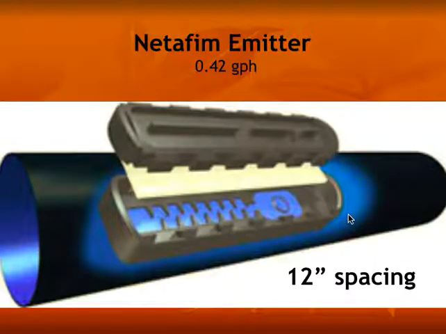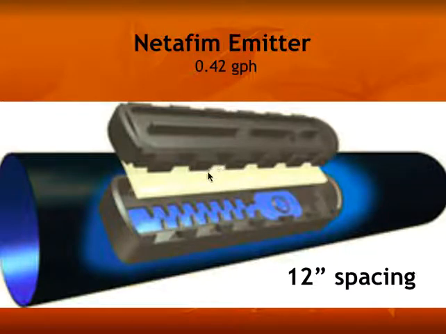Now the NetFM emitter, again the 0.42 gallon an hour flow rate, we always use an exclusive 12-inch spacing. It has four basic components to it. One is the tubing wall itself. Then we have the base of the emitter. We have a silicone diaphragm sandwiched in between the base and the top of the emitter.